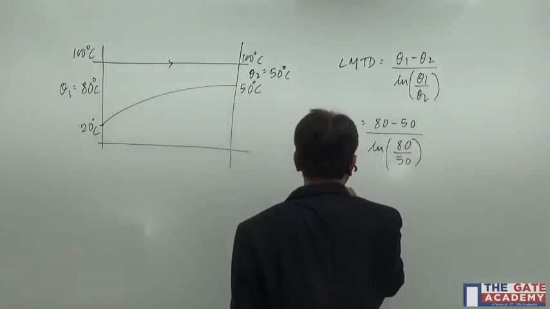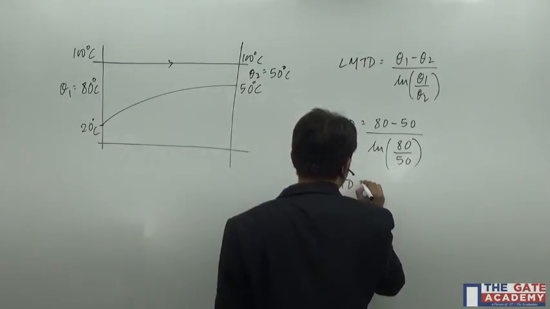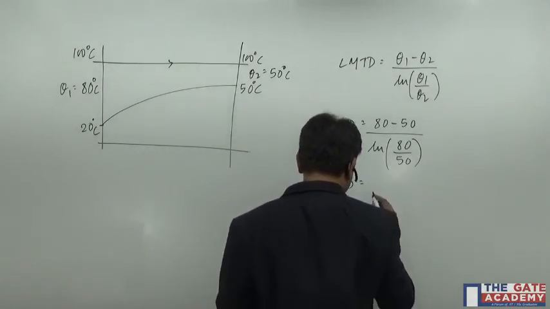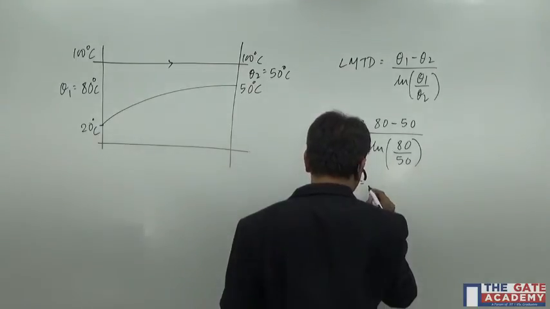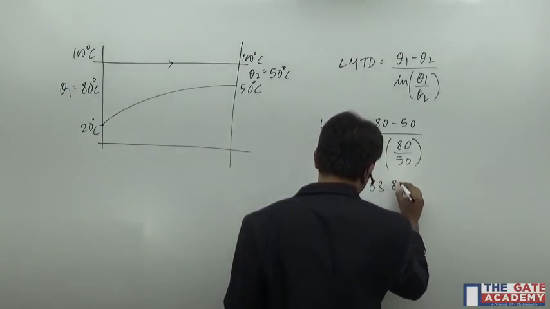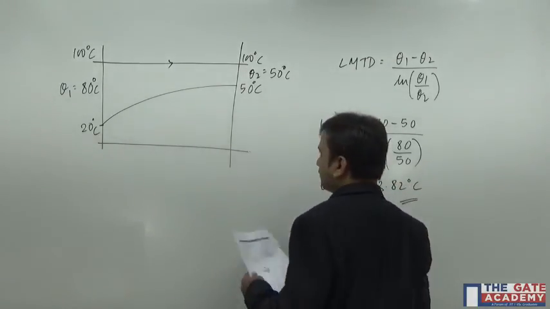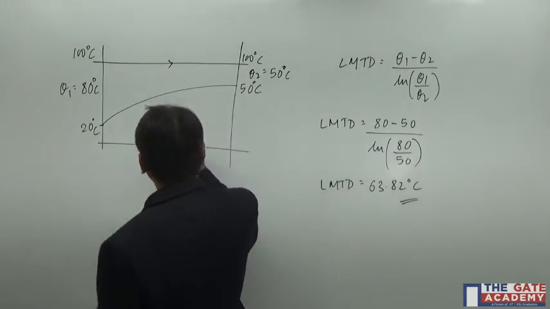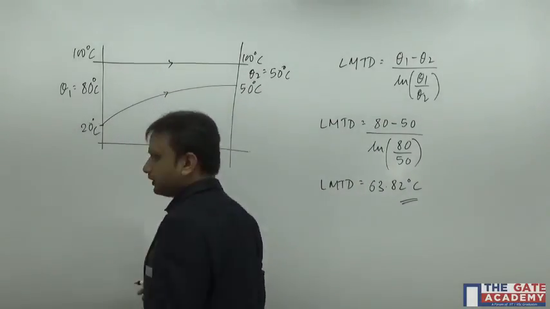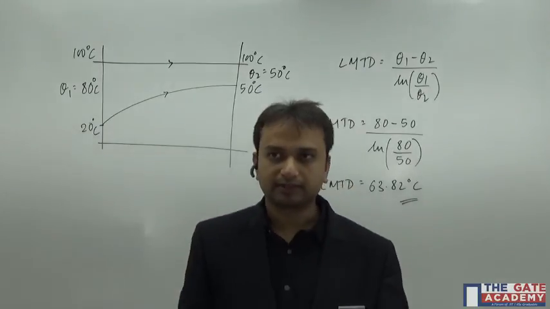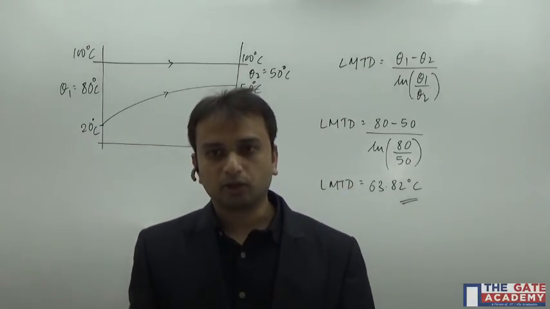So what you will see is that LMTD, after computing, you will get some value around 63.82 degrees Celsius. So this is how this question has to be solved, and since we were considering the parallel flow heat exchanger, it is going to look like this, right? So I hope it's clear.